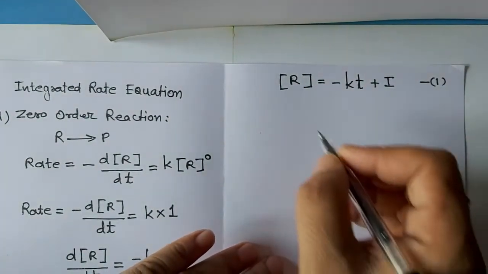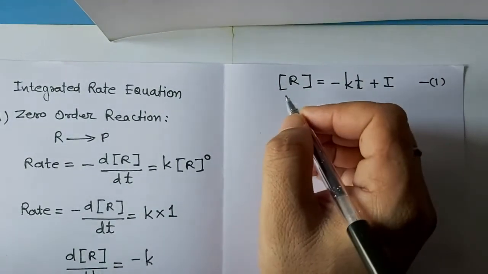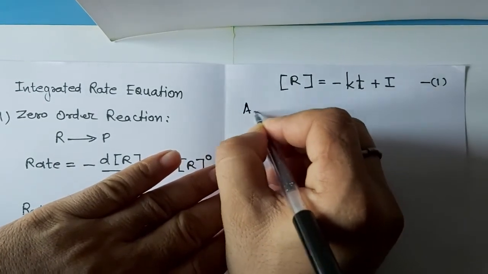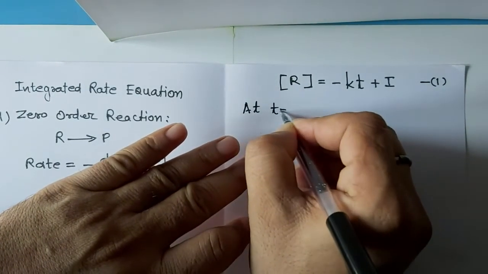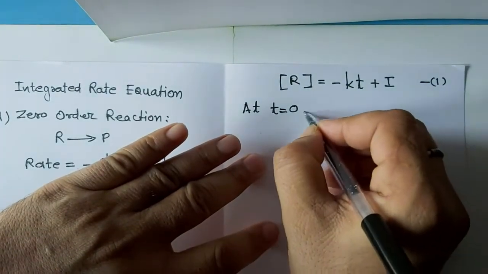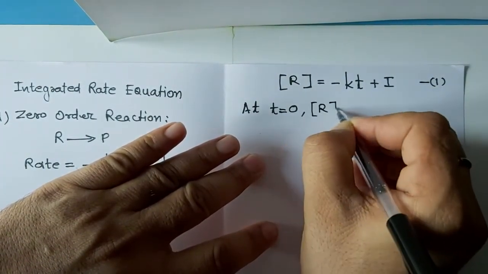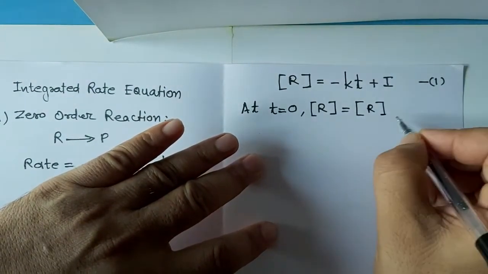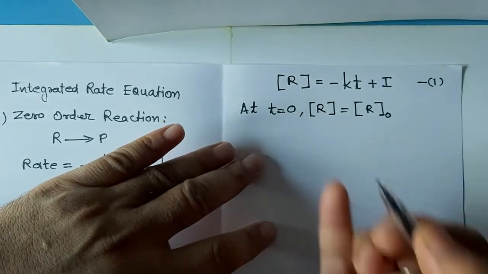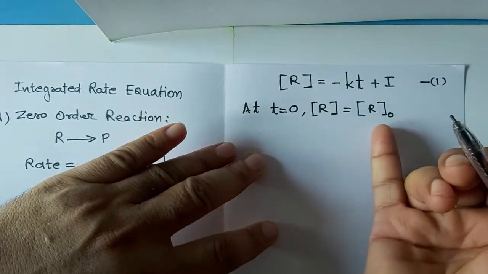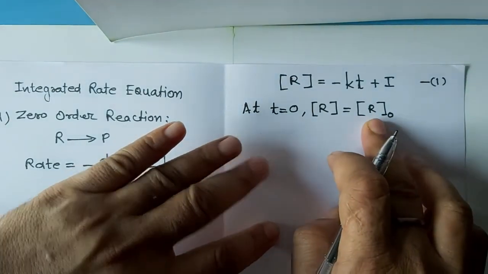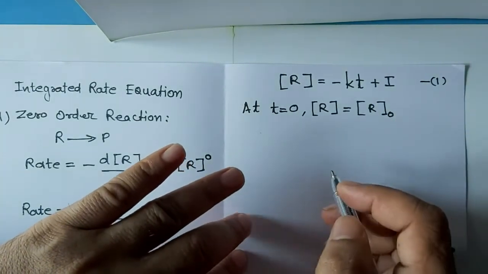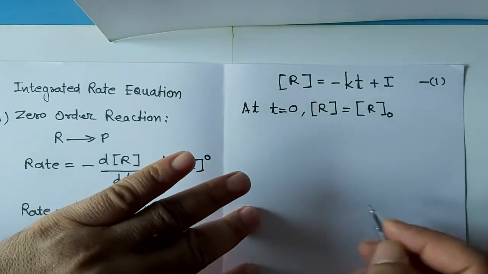Now if the reaction is at the initial stage, then time will be 0, and the concentration would be equal to the initial concentration. The reaction hasn't started yet. t is equal to 0 and initial concentration is R0. Now let's put these values into equation number 1 we have just written.